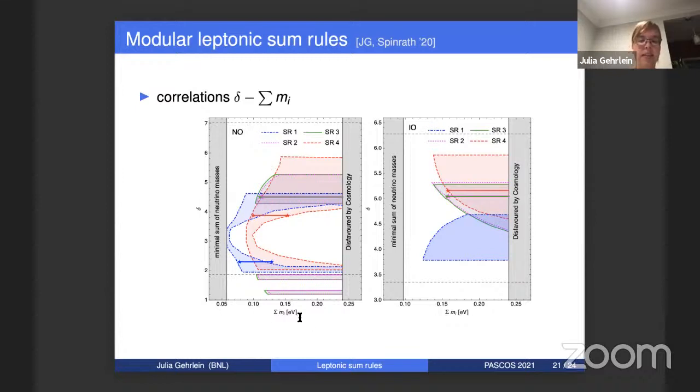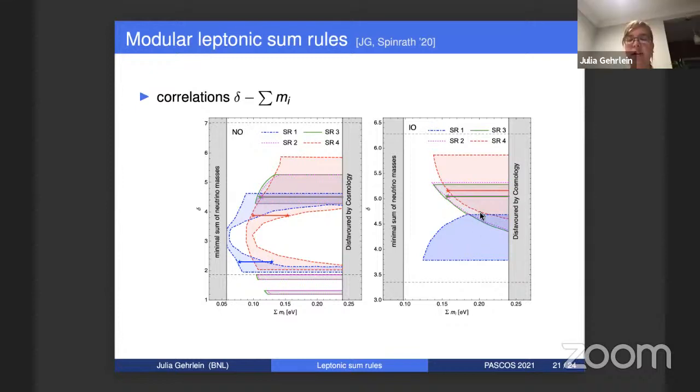The x-axis is the sum of the neutrino masses, the y-axis is delta, left is normal ordering, right is inverted ordering. And we see that only in sum rule 1, in model 1, which is represented by the blue region, the lightest allowed value of the sum of the neutrino masses can be achieved, and this can only be achieved if delta is equal to pi. This statement is less strong in sum rule 4, but also here we see that the lightest neutrino mass can only be achieved if delta is around pi.